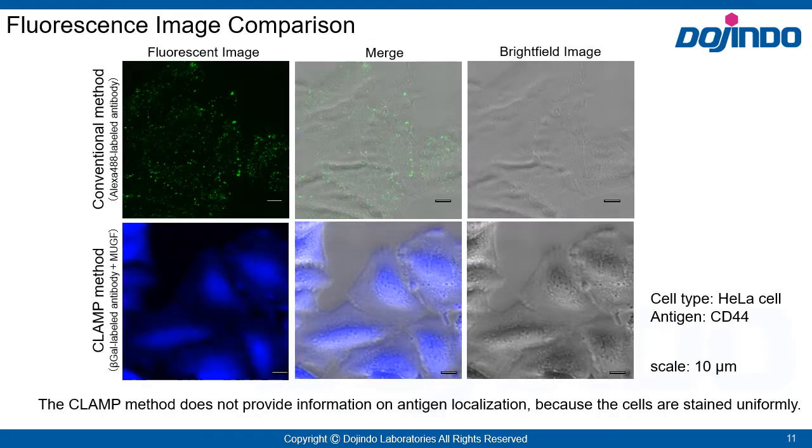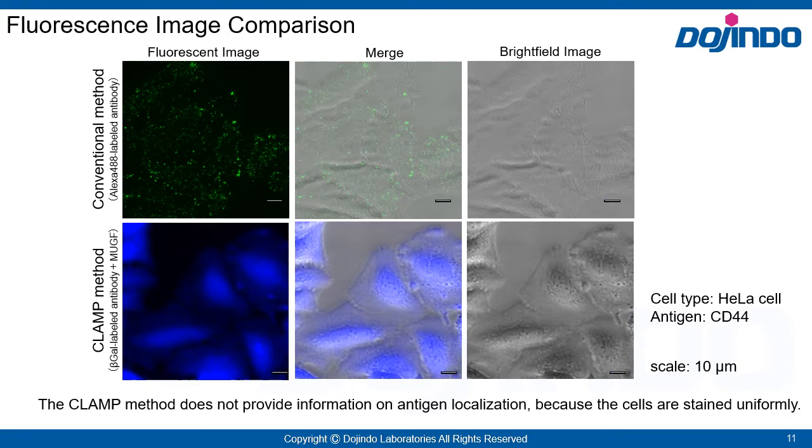Next, let's look at the fluorescent stained images themselves. In the upper left, we have a fluorescence image of a cell stained by the conventional method. We can see how the target antigens are scattered on the cell surface. Meanwhile, in the lower left, we have the image produced by clamp method staining, which shows uniform staining of the entire cell. This is because the dye, after being formed by beta-galactosidase-mediated Mugf reaction, enters the cell and binds to intracellular proteins. Because of this, the clamp does not provide information on the localization of antigens.